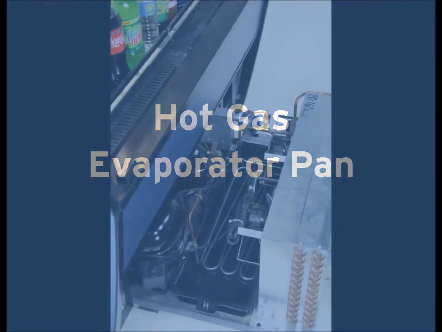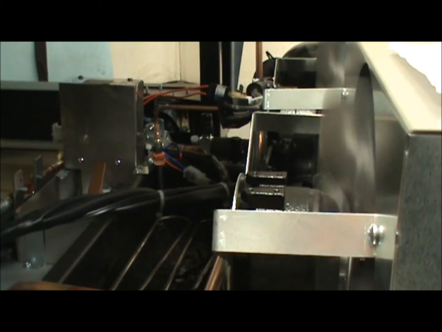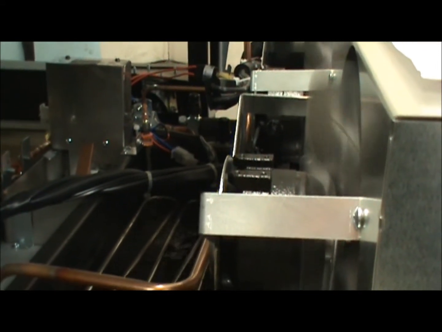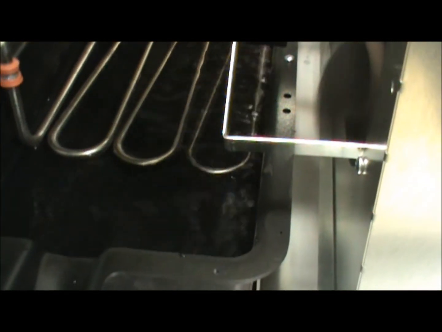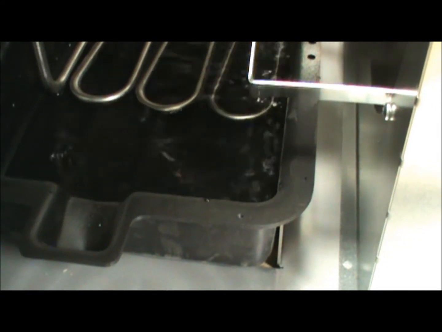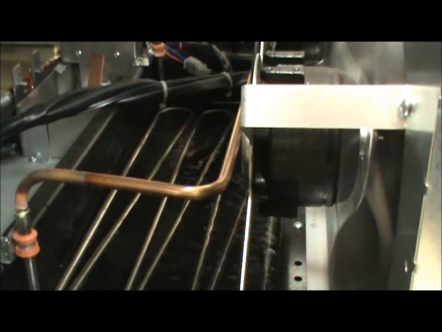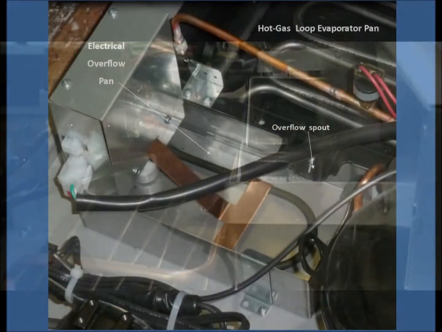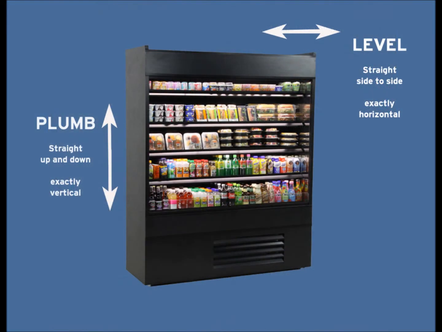Hot gas evaporator pan. The hot gas evaporator pan holds the water discharged during the defrost cycle. The water in the evap pan will normally be within 1 inch of the top, as the process of evaporating it off is fairly slow. There is a backup electrical overflow pan if needed. This electrical backup will only turn on if and when the water overflows into it. Check to make sure your case is plumb and level to avoid water spilling out of the evap pan during normal operations.